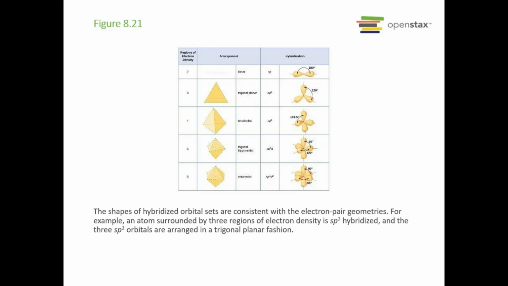Your book gives you a nice little table here with the regions of electron density, their arrangement, and then the hybridization. So you figure out how many regions of electron density you have, and then from there you can get your arrangement and what the hybridization looks like, including the bond angle. Notice for trigonal bipyramidal, you have 90 degrees and 120 degrees. Two different angles.